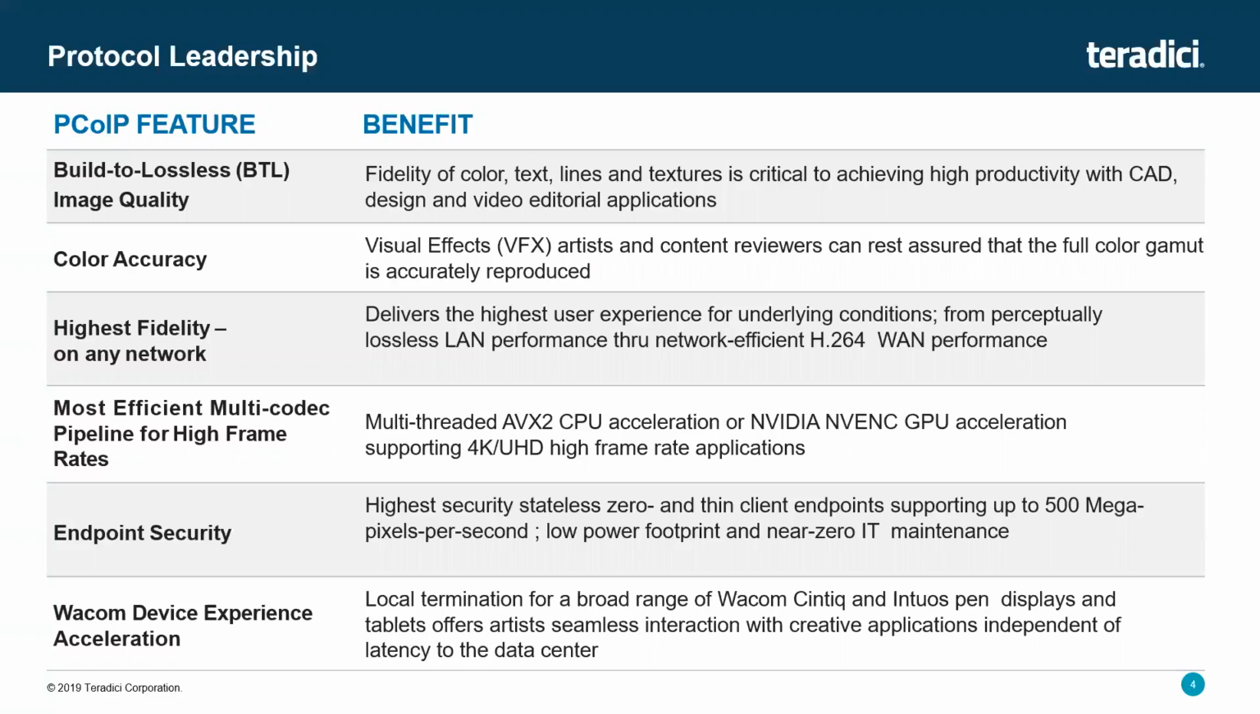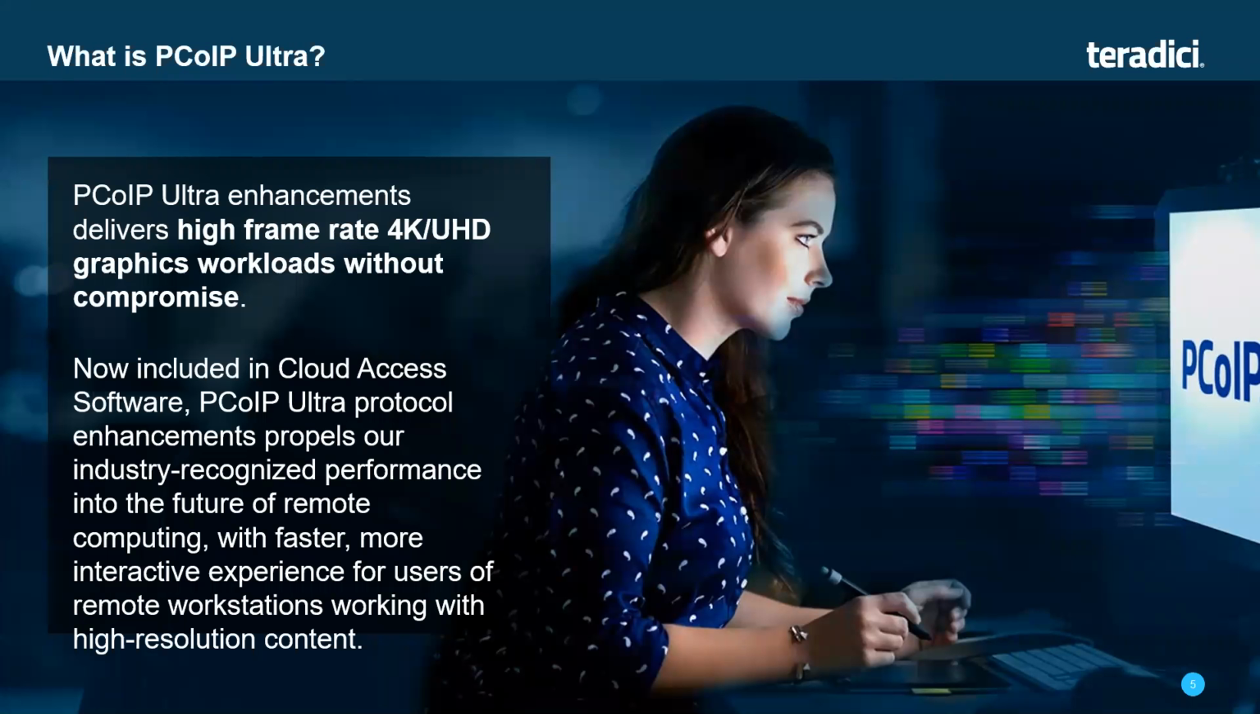Okay, cool. So these are some of the features. Some of them apply to the original version of PCoIP, which we call PCoIP Gen 1. Whatever applies to the original also applies to PCoIP Ultra. But certain things like the multi-codec and the multi-threaded AVX2 acceleration only apply to PCoIP Ultra, which I'm going to touch on in the next slide.